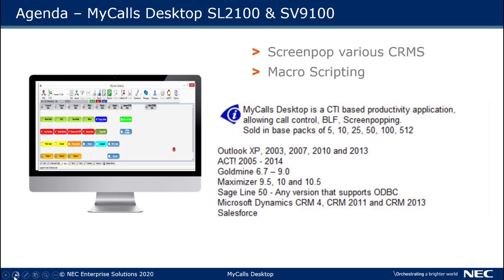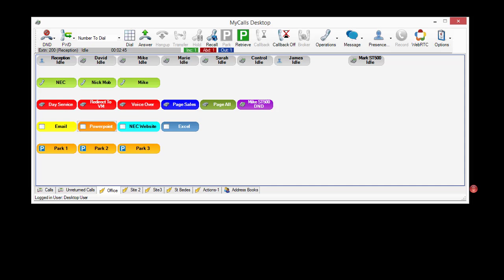You may, of course, have a bespoke database, okay? Can we screen pop that? Quite possibly, but our engineers will need to do some screen sharing exercise with you to ensure that we can screen pop it and out dial it. And how do we use that? The macro scripting again. So our engineers have got the tools to do some screen sharing exercise to ensure that we can actually do that for you before you actually sign the order. Okay, so there we go. So with that said, let's go and have a look at the MyCalls desktop.